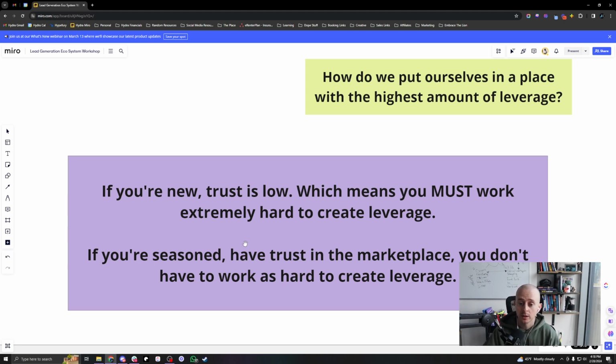And if you're running a new business, then chances are your trust is probably low in the ecosystem, which means that you must work extremely hard to create leverage and create trust that you can deliver on what you say you can deliver.